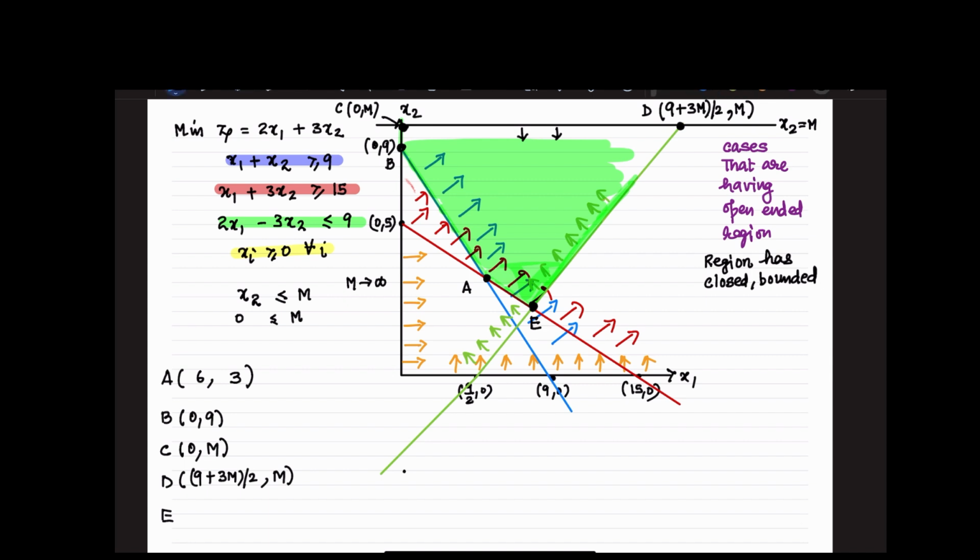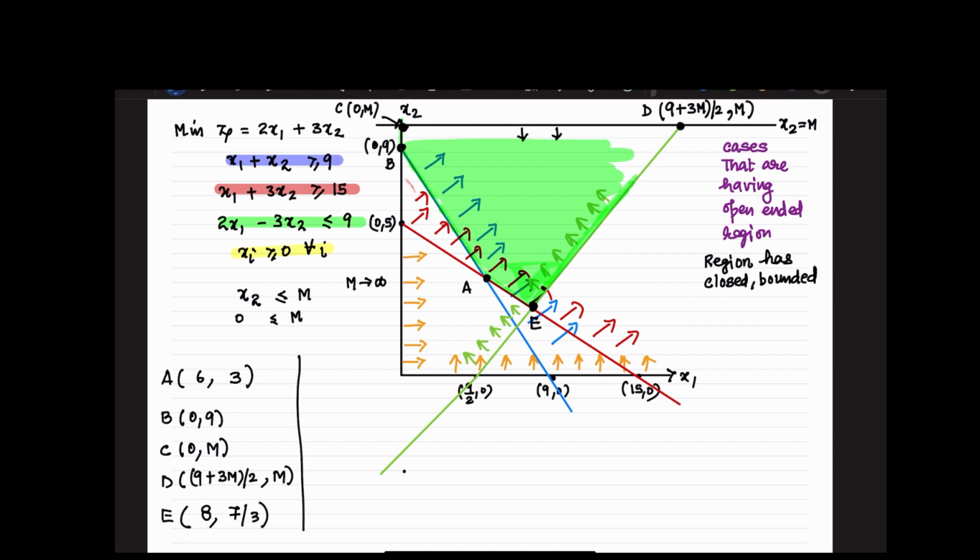Now to get to corner E, E lies at the intersection of the green constraint and the red constraint. So green and red, these are the constraints. So what you simply add, so that will cancel. So 3x1 is equal to 24. So x1 is 8. And for x2, just put this 8 in either of these constraints. So x2 comes out to be 7 by 3.